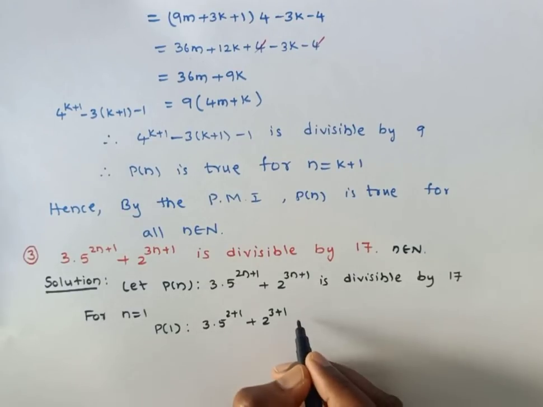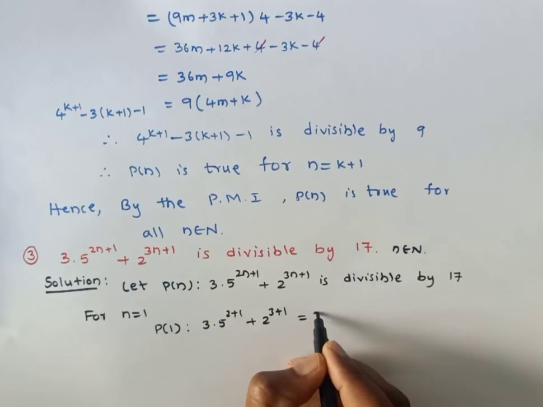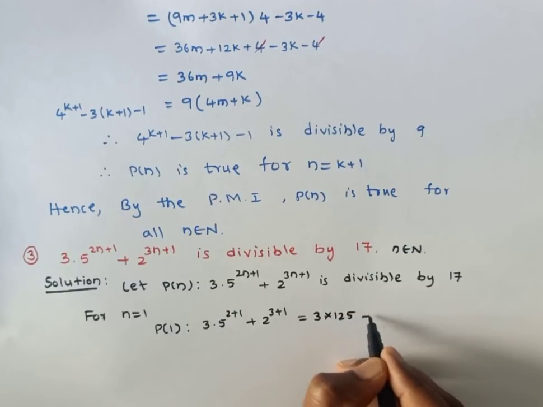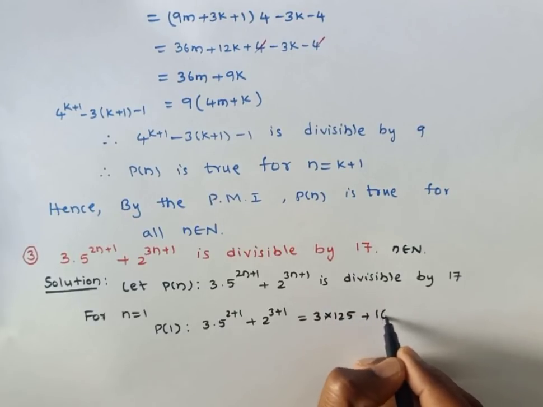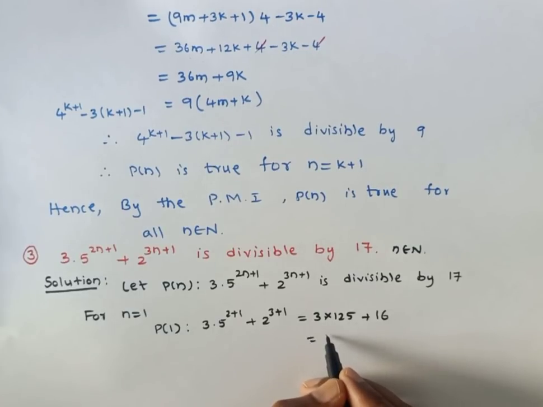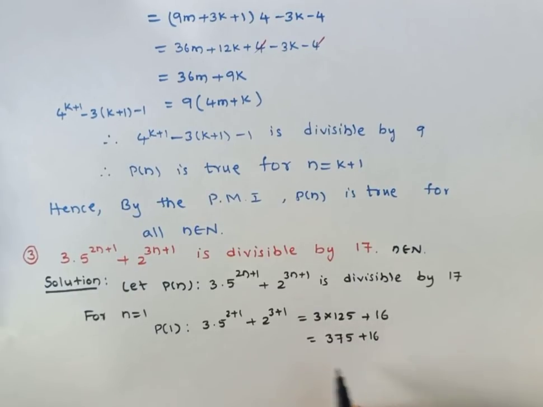Now simplify the value. This is 3 into 5 to the power 3, so 5 cubed is 125, plus 2 to the power of 4, which is 16. 125 into 3 is 375, plus 16. So 375 plus 16 is 391.